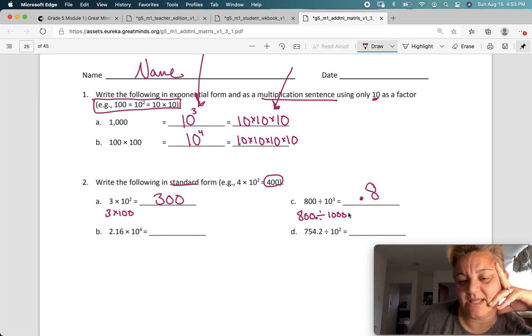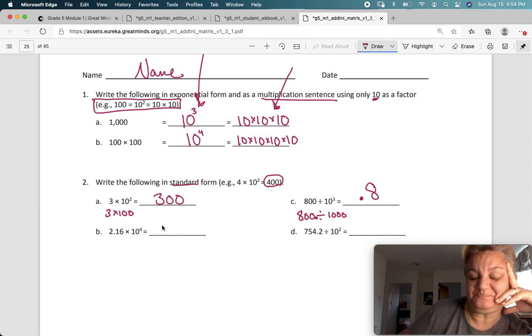Okay, that one was tricky because we're dividing by a number that's bigger than the first number, which means we have to put a decimal point in there. Okay, remember that. If you're dividing something by something that's bigger, you need a decimal point.